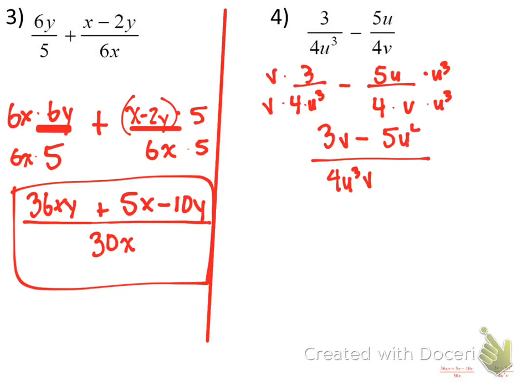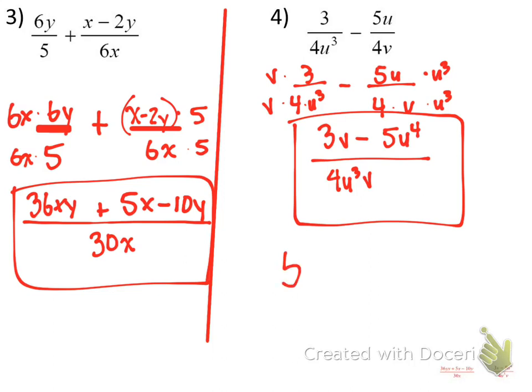Okay, and there's your final answer. Now, I would prefer that you do it in descending order, in the sense of you start with the u and then v. So I would start with negative, well, in this case you could do this, negative 5u to the 4th plus 3v. However, both answers work because of the commutative property of addition. Okay, so check your work. If you didn't do it correctly, please fix it.